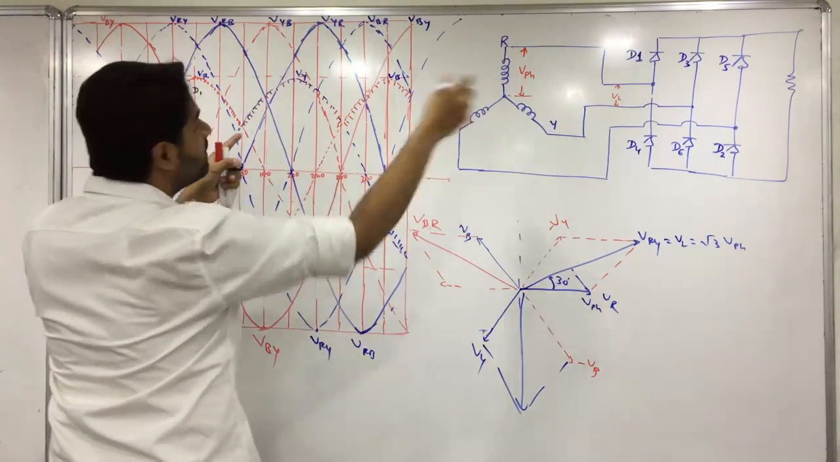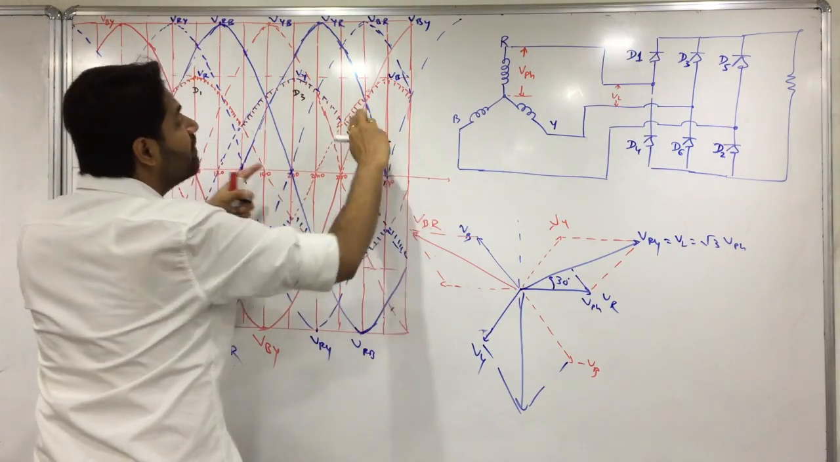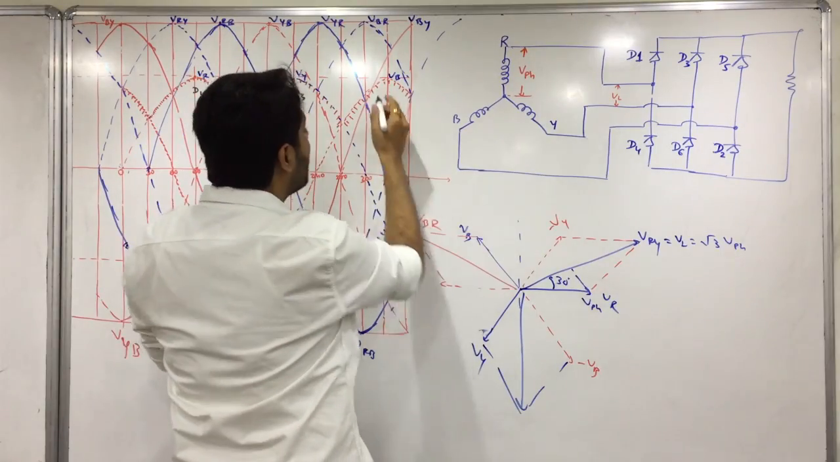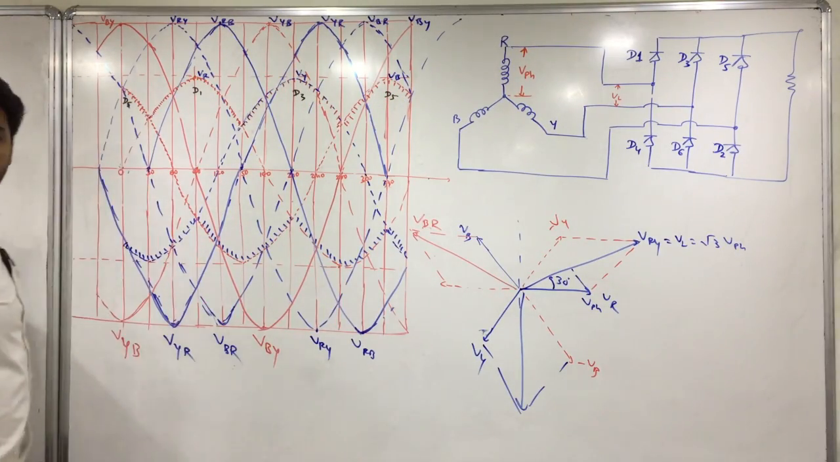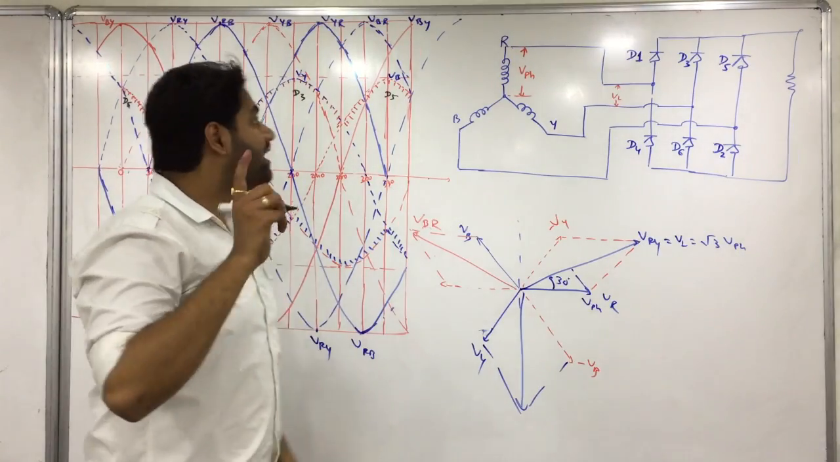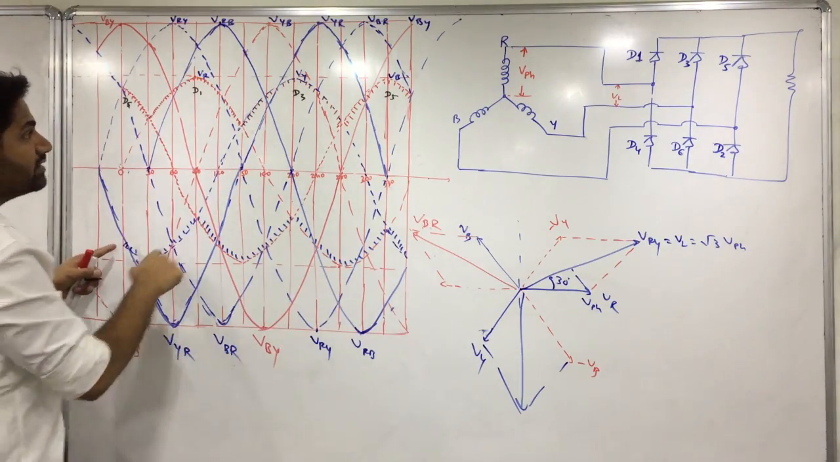When Vy is maximum, which one will conduct? D3 will conduct. When Vb is maximum, which one will conduct? D5 will conduct. Fine.